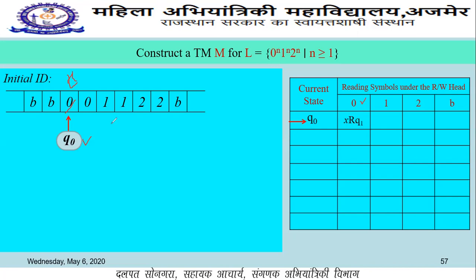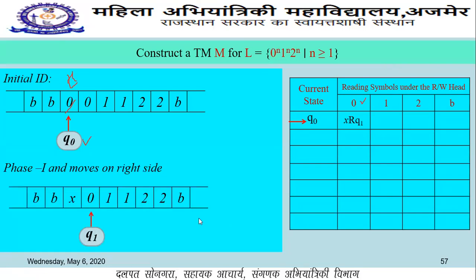So if we apply this transition function, then we get this transition sequence. Next, the next situation is like this. After taking this first move, this is the initiation of phase 1, and in phase 1 we are moving in the right-hand side direction. Each phase has two directions: first is left to right, and second is right to left. I hope you understand this.